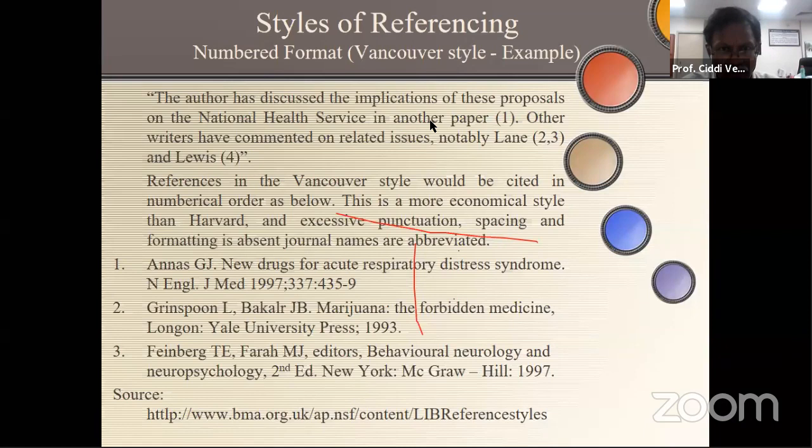The author has discussed the implications of these proposals on the National Health Service in another paper. This is number 1. That is Annals of Annus GA, New Drugs for Acute Respiratory Syndrome, New England Journal of Medicine, 1997, volume 337, pages 435 to 439. So this is what a Vancouver style looks like.